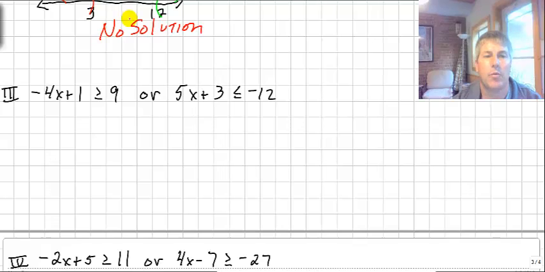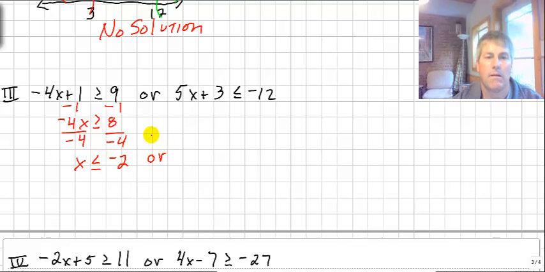Let's take a look at sample problem 3. This particular one is an OR problem. Okay, so we've got our OR, and let's solve the left-hand side, then we'll solve the right-hand side. So we'll subtract 1 from the left, we'll get negative 4x is greater than or equal to 8. We have to divide by that negative 4. Okay, so we divide by that negative 4, which means we have to change the direction of that inequality. So we get x is less than or equal to negative 2. I'll carry my or down so I remember what kind of problem it is.